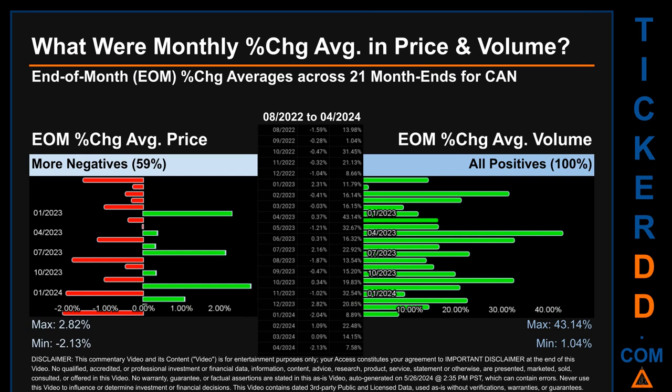Price saw an end-of-month max of 2.82% in average percentage change along with a minimum of -2.13%. For volume, the maximum and the minimum monthly percentage change were respectively 43.14% and 1.04%.